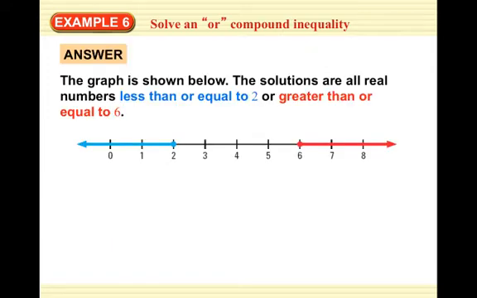The graph is shown below. The solutions are all real numbers less than or equal to 2 or greater than or equal to 6. So we have a closed circle at 2 and everything shaded to the left. And then we have a closed circle at 6 and everything shaded to the right.